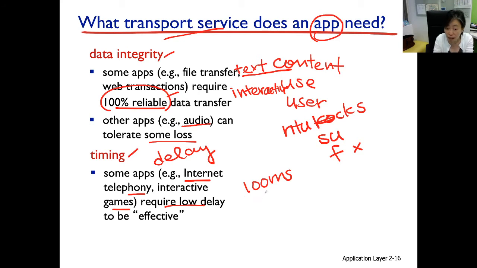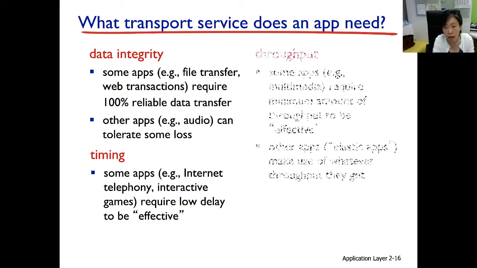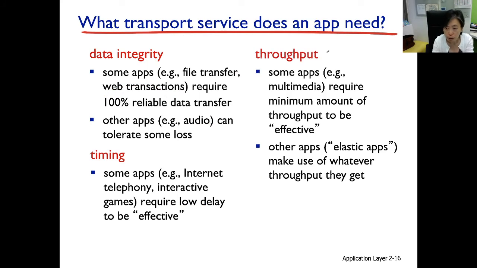Those with high reflexes might argue that the delay needs to be lower than this. As I said, first person shooting games. Someone with really good reflexes can tell, they can react real quick. So that is the timing requirement, delay, so to speak. Third is throughput. I think a better way to call this is bandwidth.